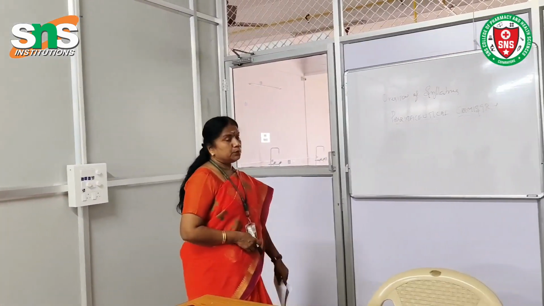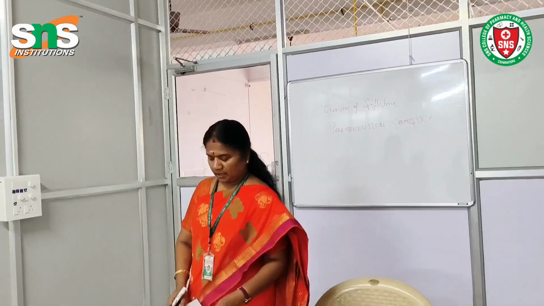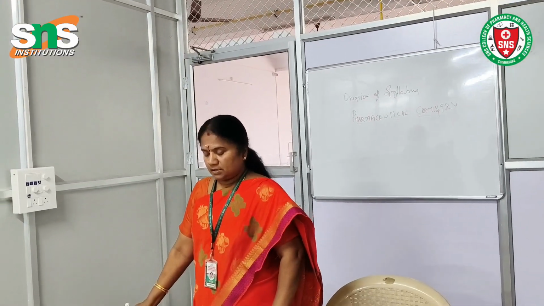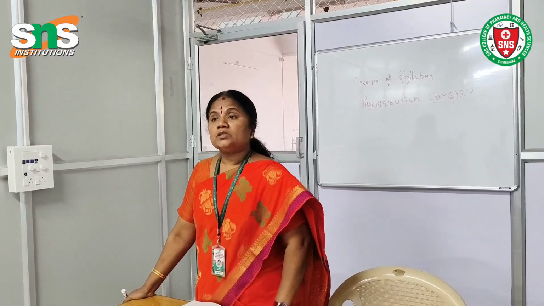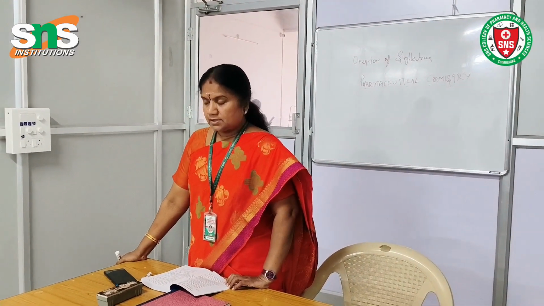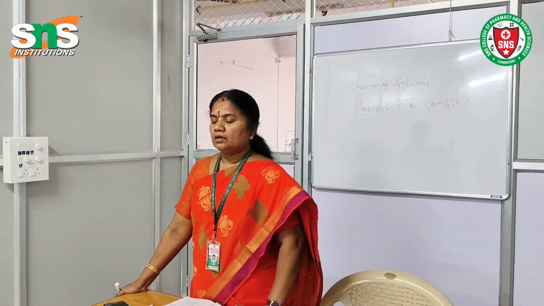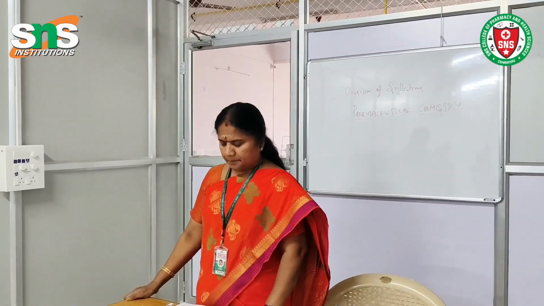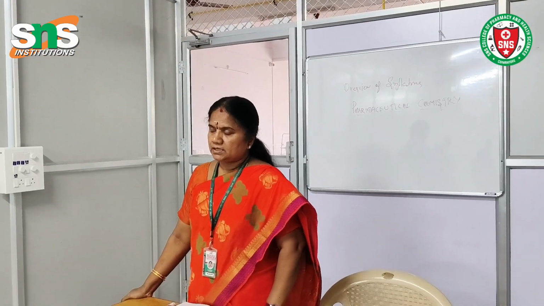So what are all the chapters? Let me tell you, you just write it in your notebook. The first one is sources and types of errors. Second one is impurities in pharmaceuticals. And the second chapter is volumetric analysis.